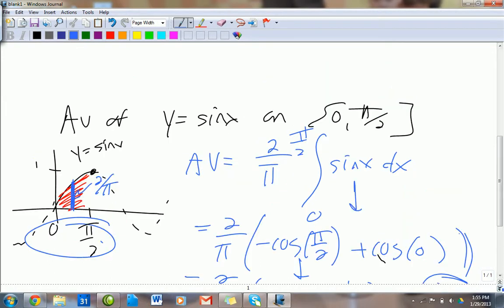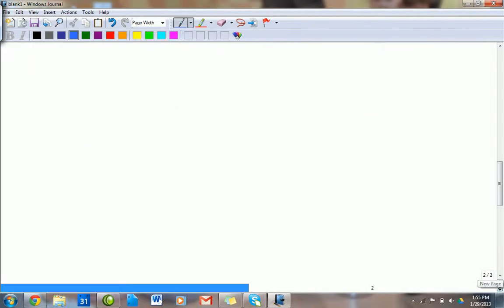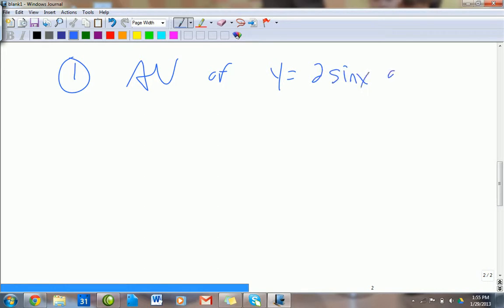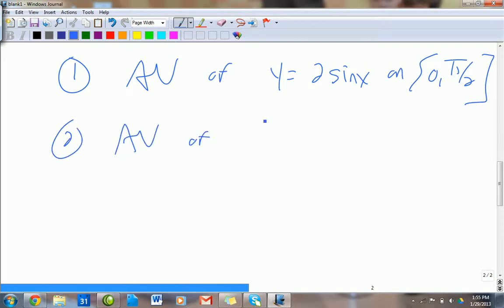Alright, here are 2 problems for you to do. For homework, number 1, find the average value of 2 sine x on the same interval. And how about the average value of, let's get a little crazy here, x squared plus 5x minus 3, let's say from 0 to 2.